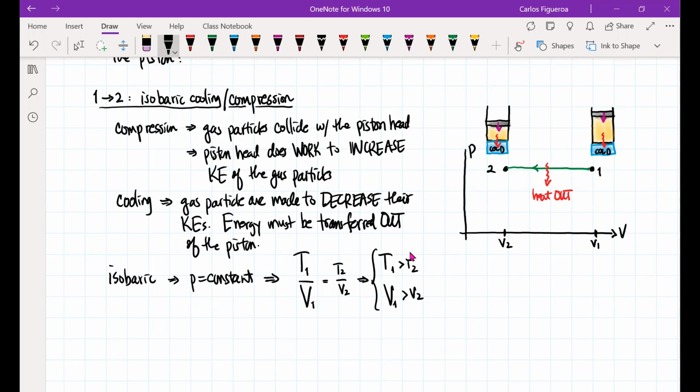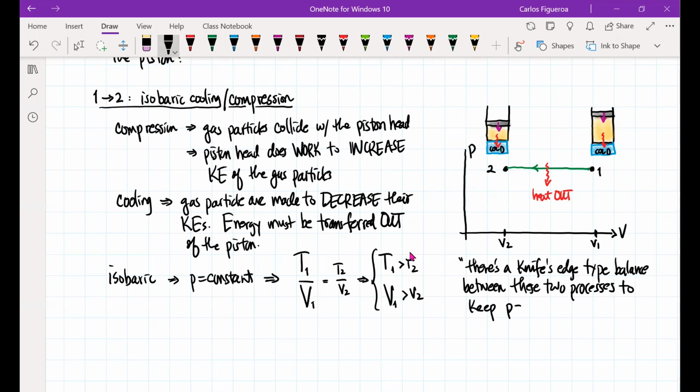Now, the thing about this process is that there's a knife's edge type balance between these two processes. Because think about it, these two processes have to keep pressure equal to a constant.